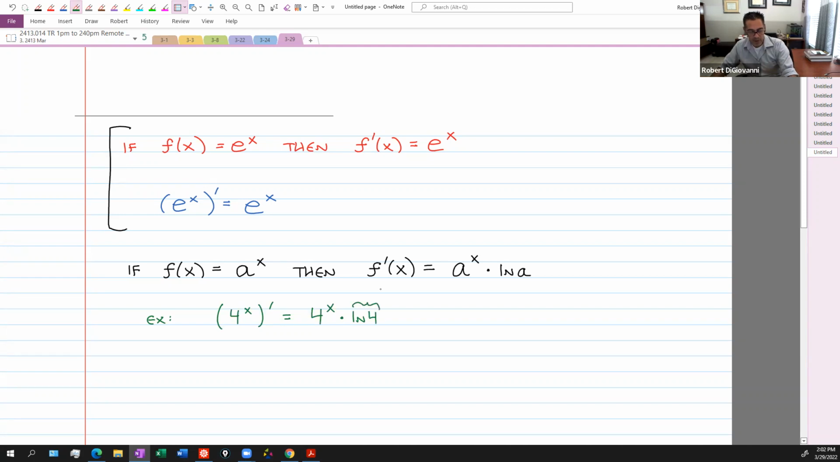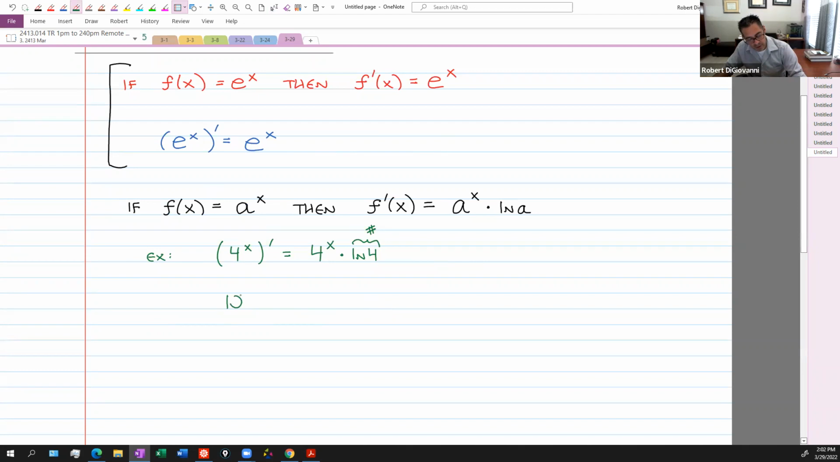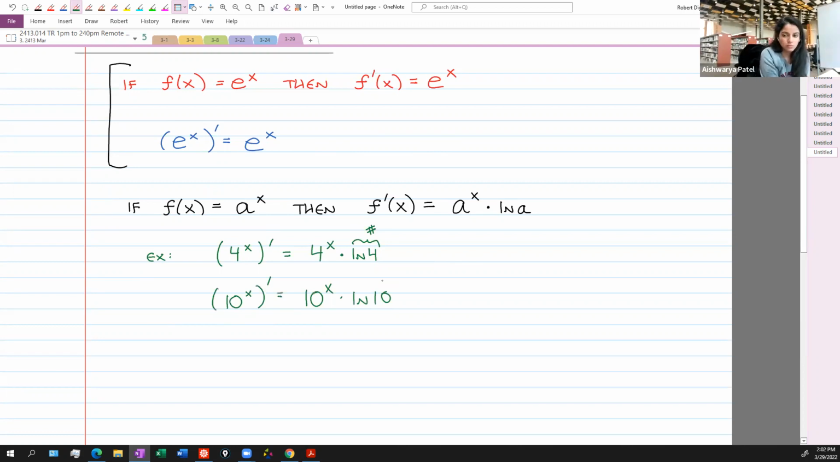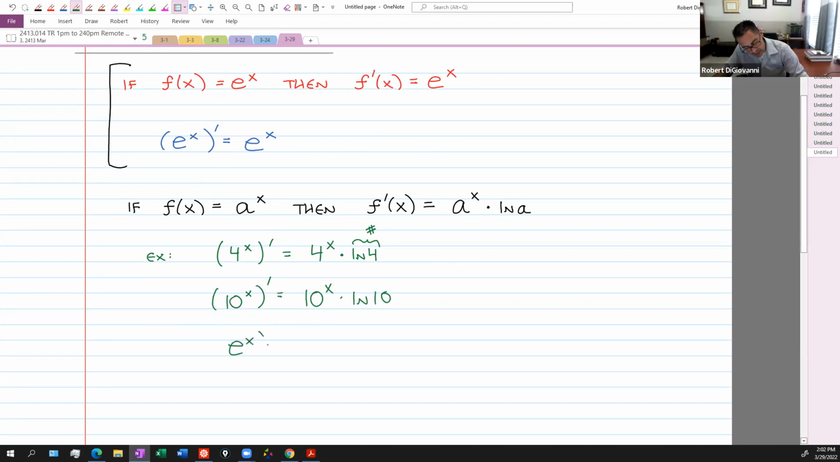And natural log of 4, everyone keep in mind, is just a number. If you get on your calculator and do natural log of 4, it's just a number. So it's basically saying that the derivative of 4 to the x is itself, but we have to scale it. We have to either stretch it out or shrink it. Another example, what's the derivative of 10 to the x? Itself times natural log of 10. What's the derivative of e to the x? Well, itself. Okay, that one is the same.